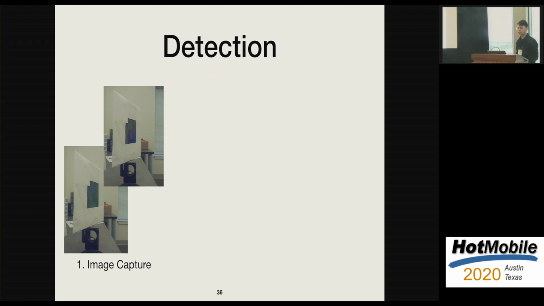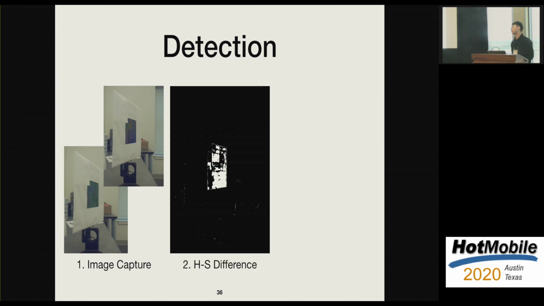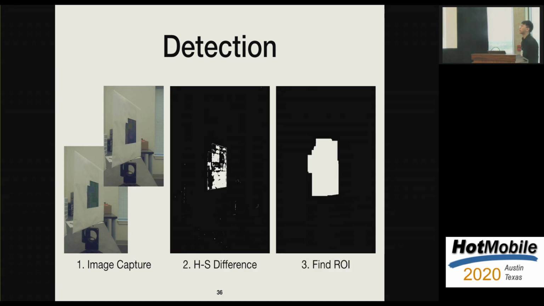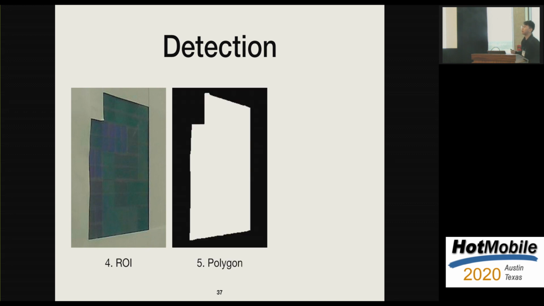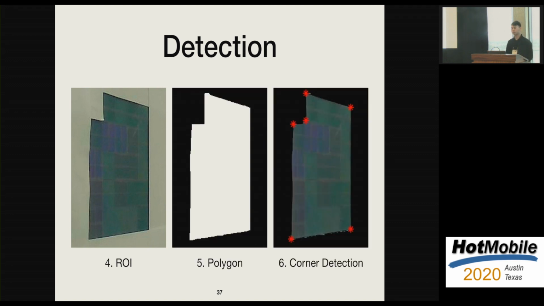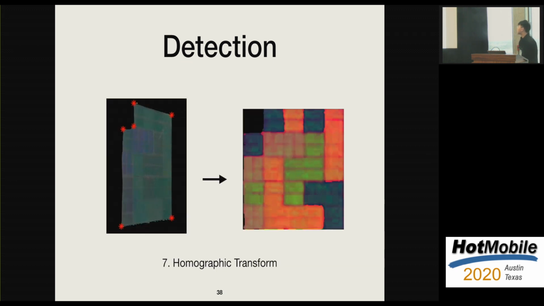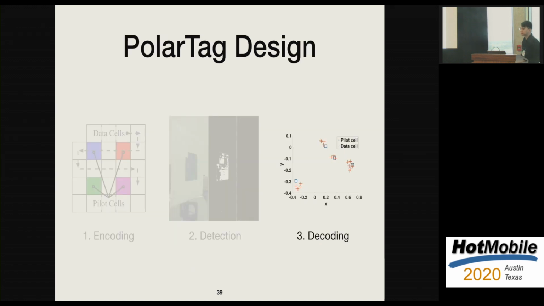Our detection has the following steps. First, take 2 images in 2 different polarization directions, and then take the difference to get the rough region of interest. Then we apply the contour finding algorithm to get the refined polygon, and then do corner detection to get the 6 key points. Notice that here we cut the top left corner in order to get the orientation of our tag. After getting the 6 key points, we can do a homographic transform to get the canonical view of our tag. Then we can move to the decoding stage.